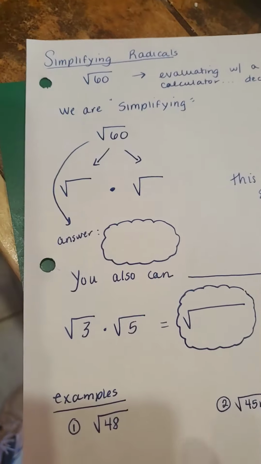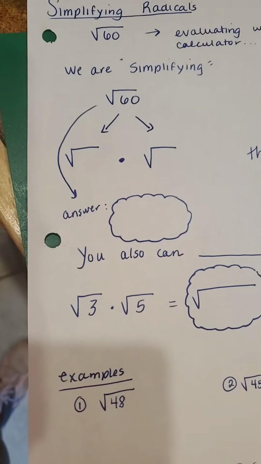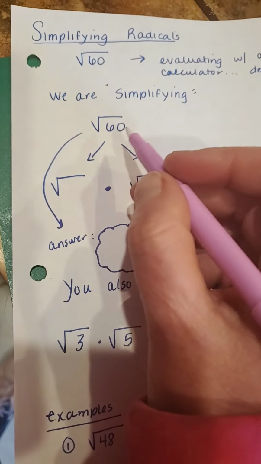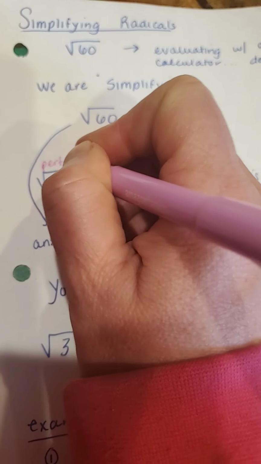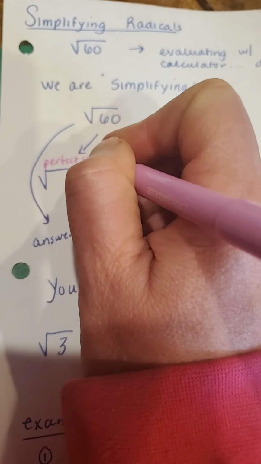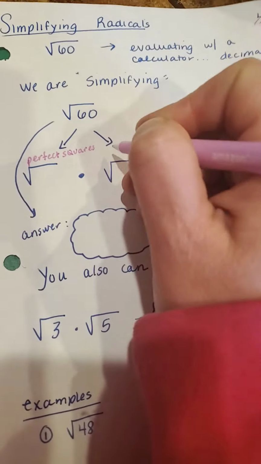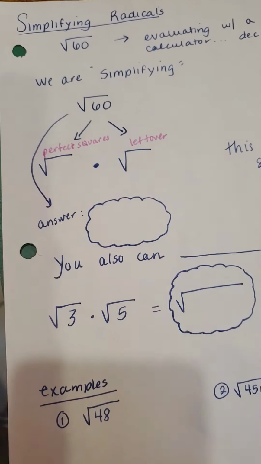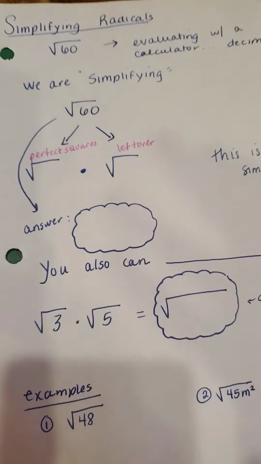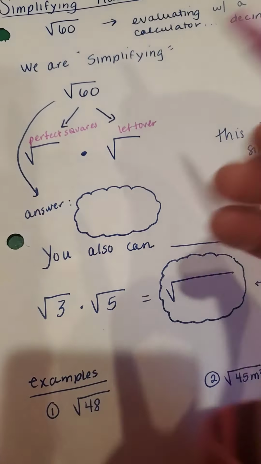We're learning how to simplify radicals, which I believe you learned a little bit in geometry. What you're looking for is to break this apart into perfect squares and whatever's left over. Because remember, in math, whenever we're breaking stuff apart, you have to make sure it's equivalent to what you started with. It's just a different form.